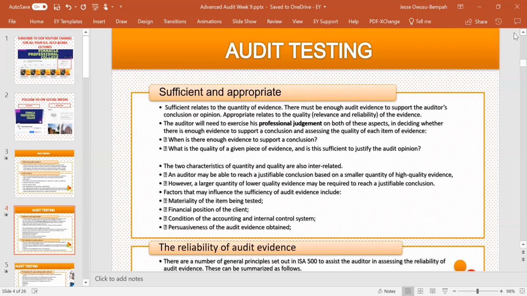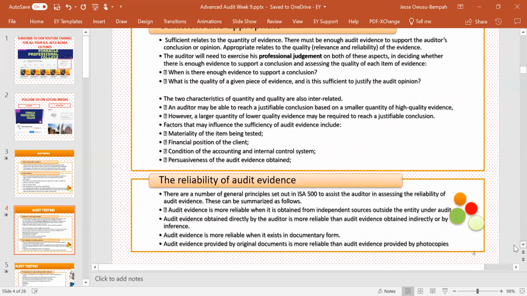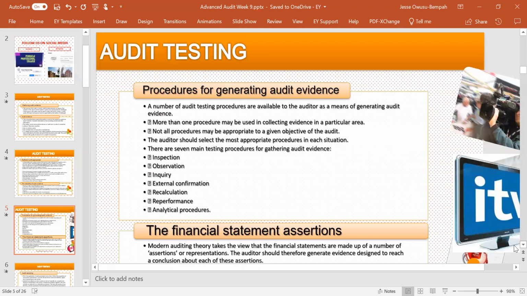If the internal control systems are good, you might not need plenty of evidence. But if the internal control system is terrible, then what is sufficient may be a greater quantity of audit evidence. They also have persuasiveness of the audit evidence. If the audit evidence is persuasive, it also influences or impacts sufficiency. Very, very important. These are important points that you need to certainly keep in mind.